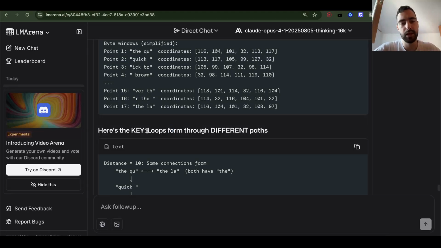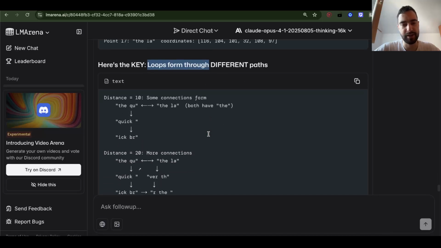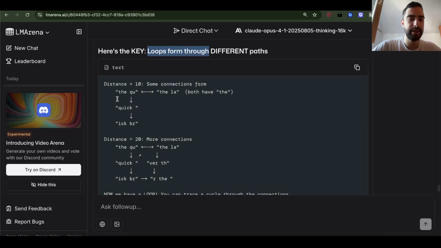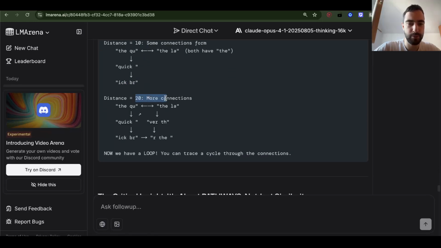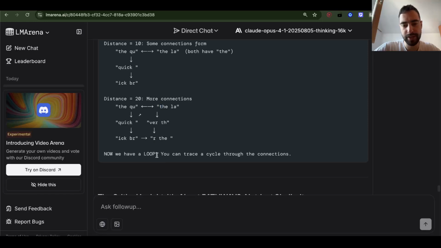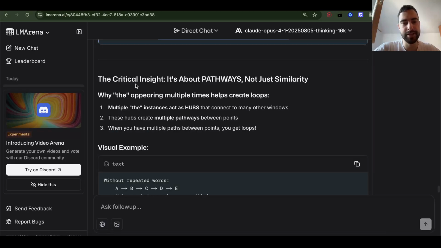Here is the key. Loops form through different paths. So maybe this part that has the QU can connect to this the LA, and then this also can connect to these 2, but there is no loop. This is a distance 10. Distance 20, more connections, so this connects quick to this one here. Now we have a loop. You can trace a cycle through the connections. Okay. The critical insight, it's about pathways, not just similarity.